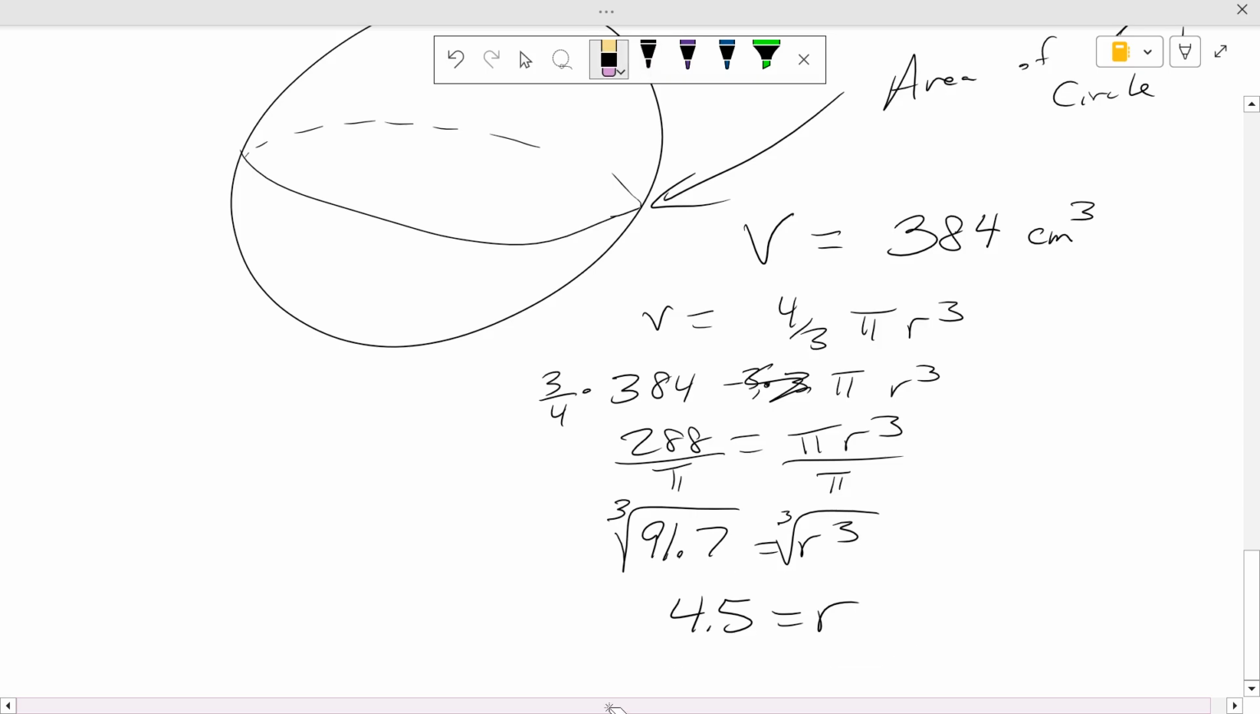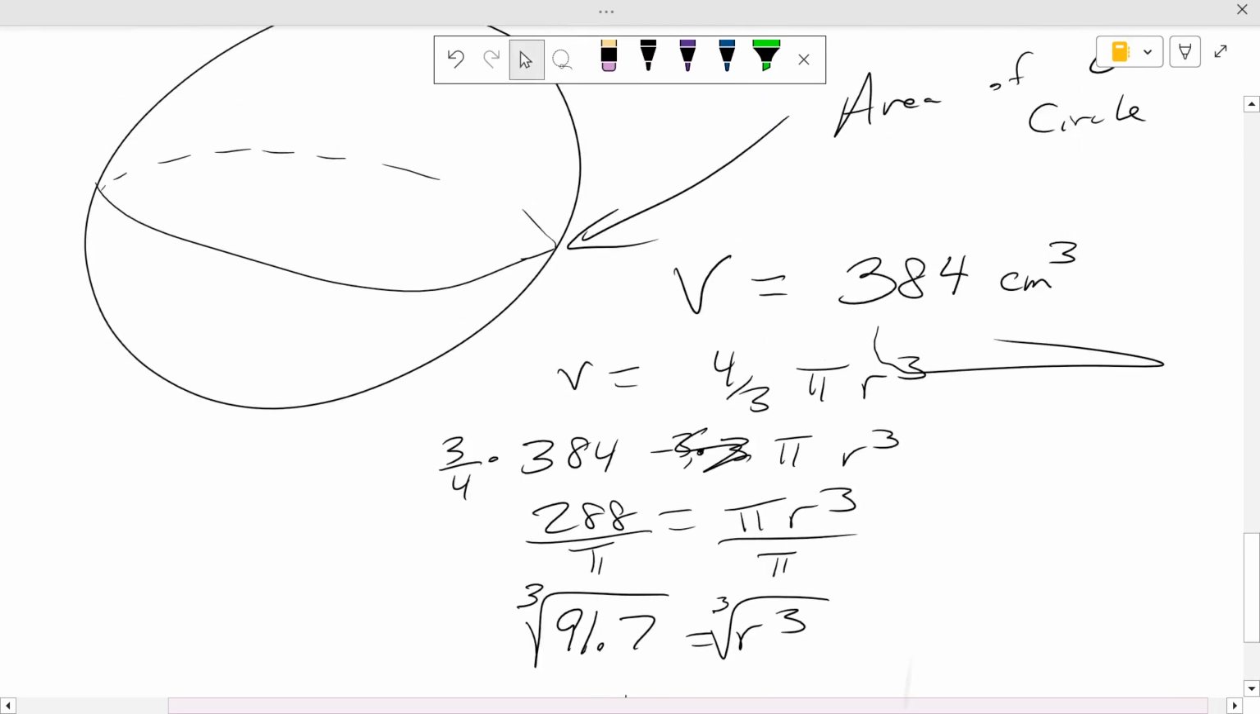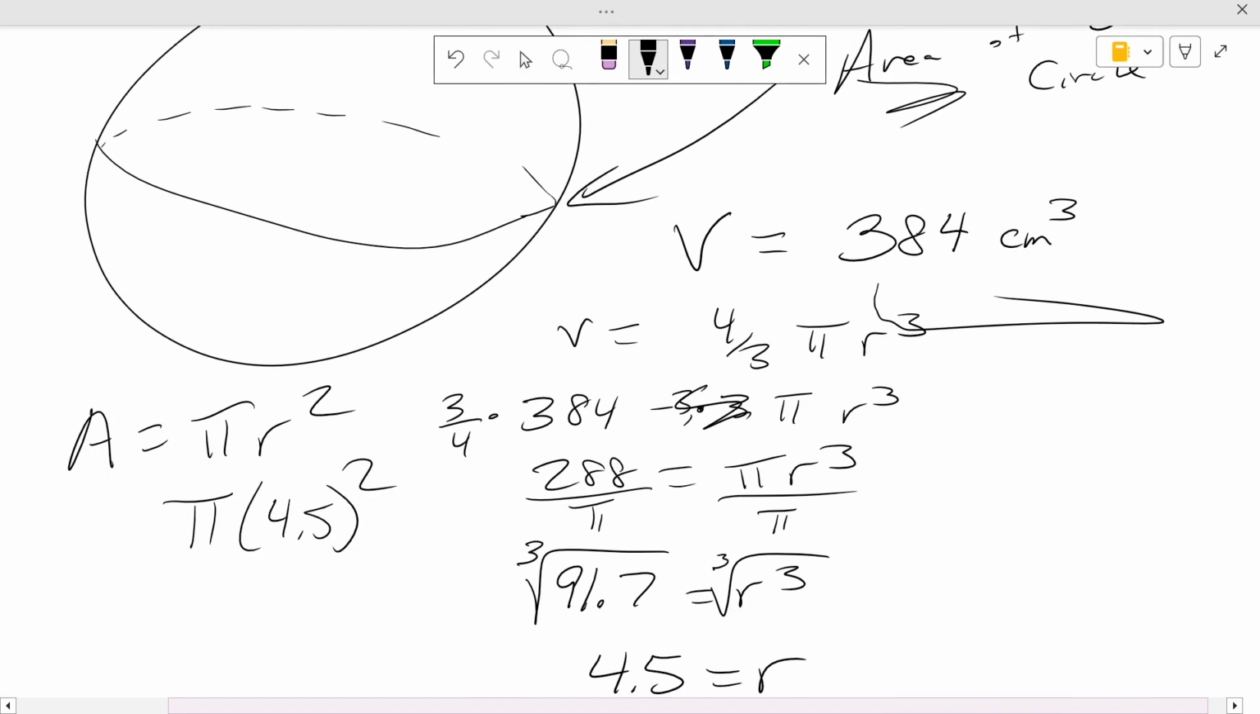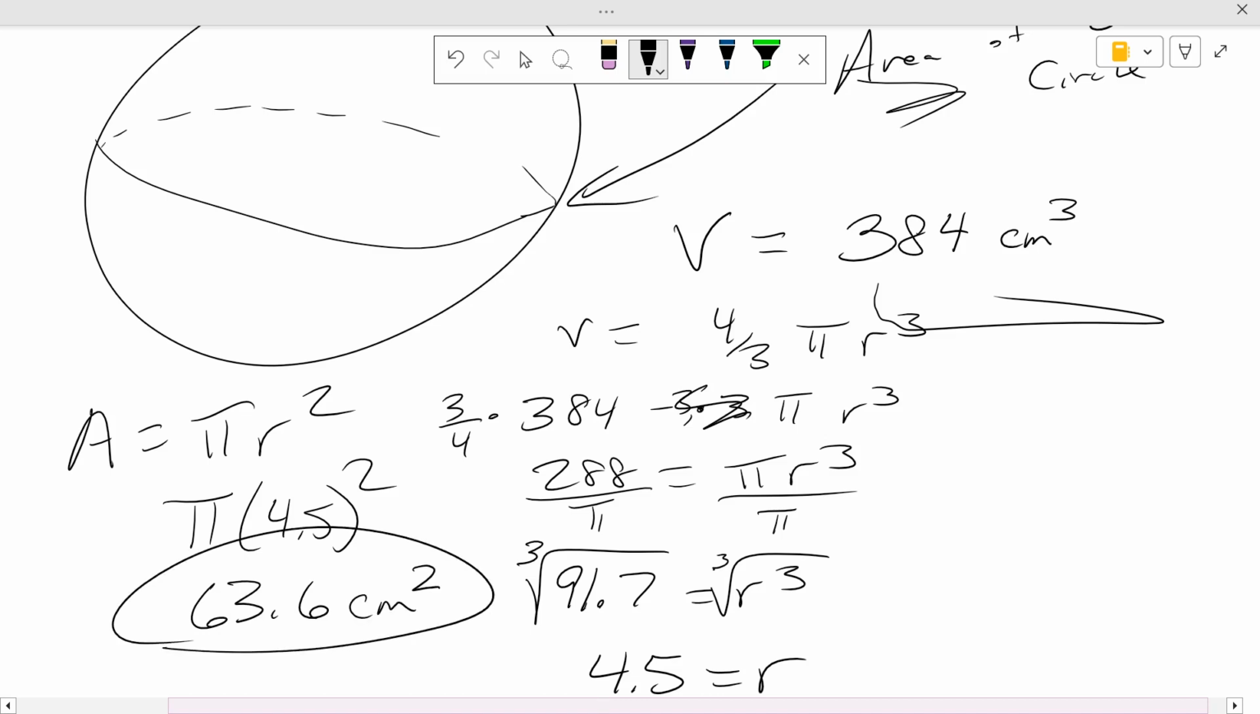So, that's my radius. I want the area of the circle. Area equals pi r squared. So take pi times 4.5 squared. 63.6 centimeters squared. Okay, so that'll be a little more difficult. It'll talk about a plane intersecting the circle and the volume of a sphere and all that. So that'll be a little harder.